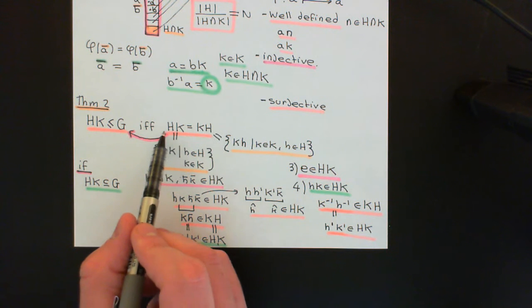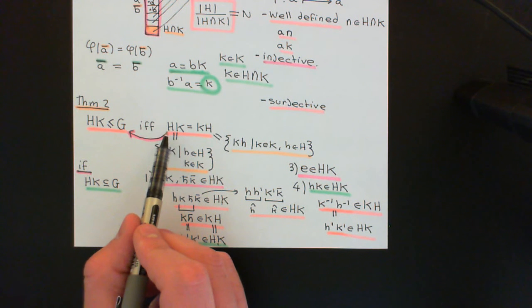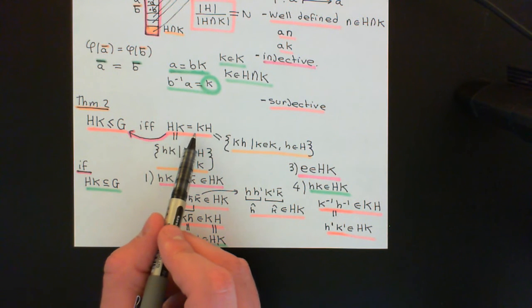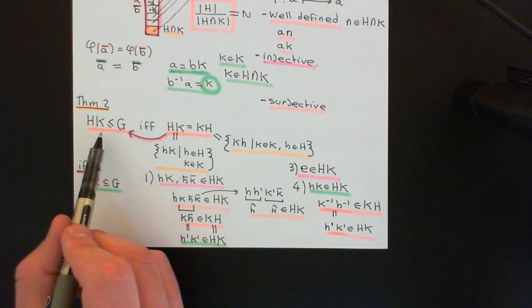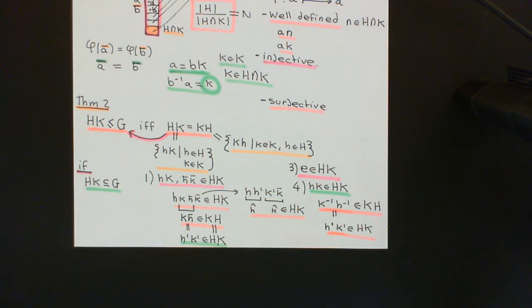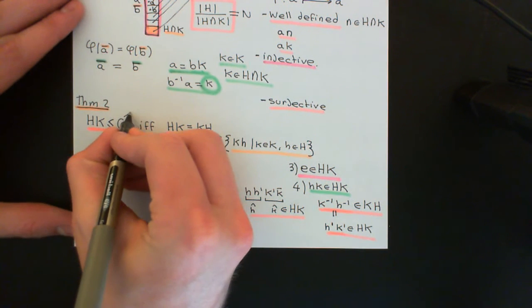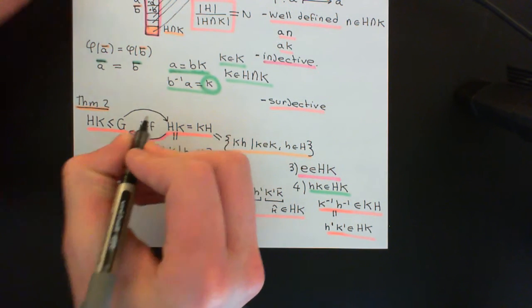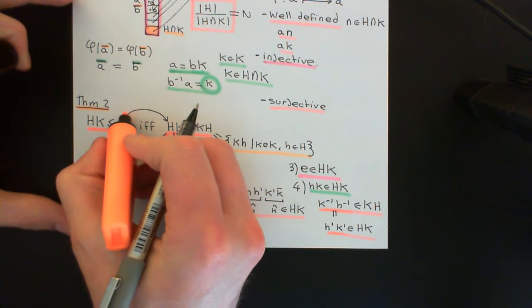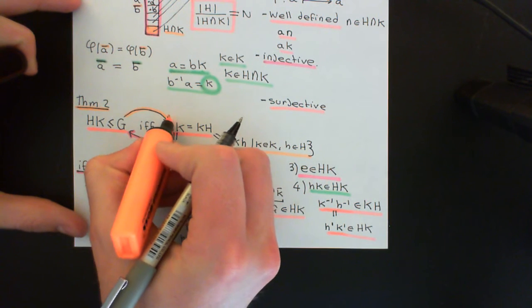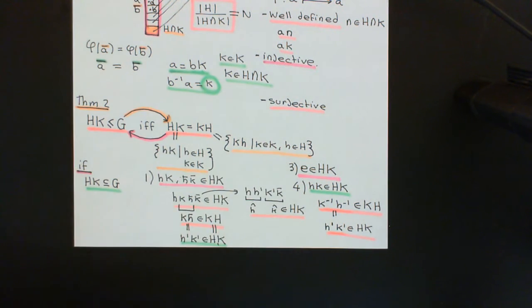So if it's true that the product of H with K is equal to the product of K with H, then it's also going to be true that the product of H with K is a subgroup of capital G, and of course that means that also the product of K with H will be that same subgroup of G. Now what we want to prove, since it's if and only if, amounts to proving the arrow in the opposite direction, i.e. that if it's a subgroup of G, then the product of H with K is going to equal the product of K with H.